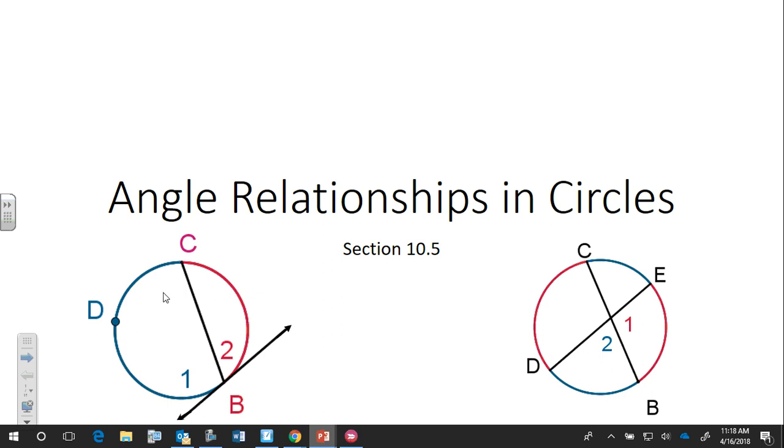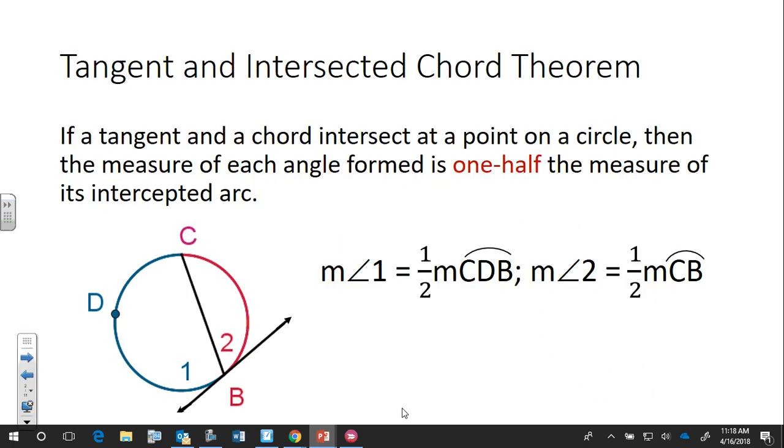Today we're talking about the relationships of angles in circles, insides, outsides. So first of all, we have to talk about the tangent and intersected chord theorem. The tangent and intersected chord theorem says that if you have a tangent to a circle, a tangent is a line that touches the circle in exactly one point, the point of tangency.